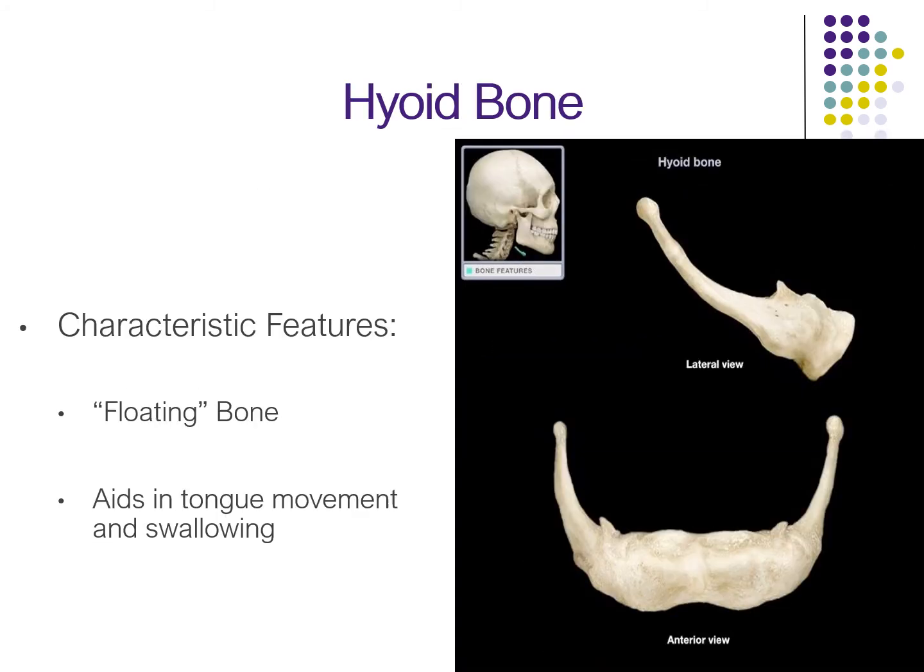vertebrae. The hyoid bone. This kind of looks like vampire teeth. The hyoid bone is typically stolen when we have class in the fall because of that, but it has these beautiful protrusions right here. It is a floating bone that aids tongue movement as well as swallowing.